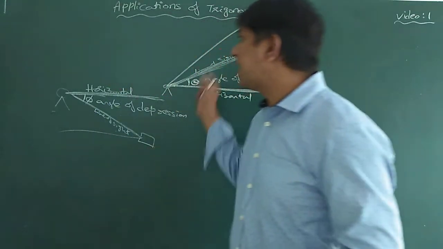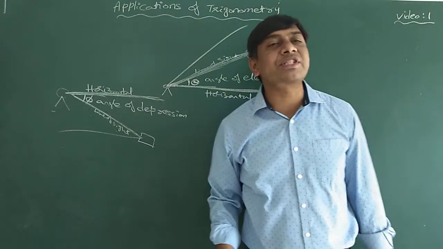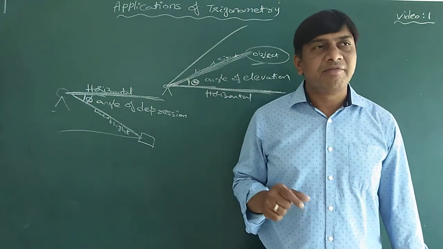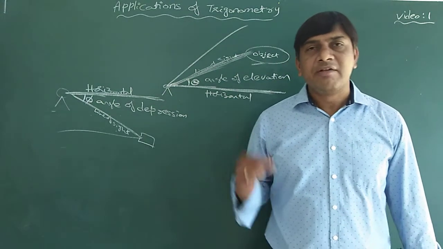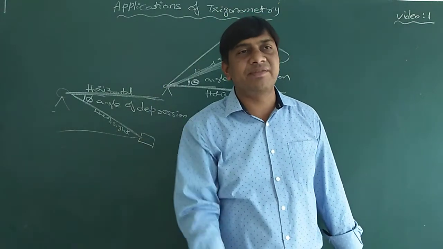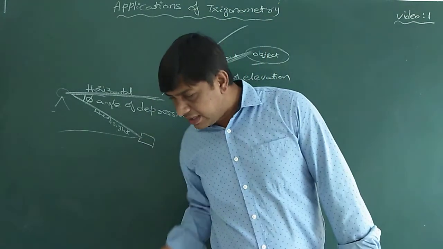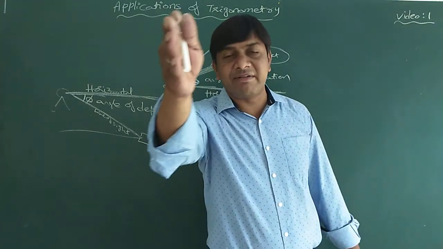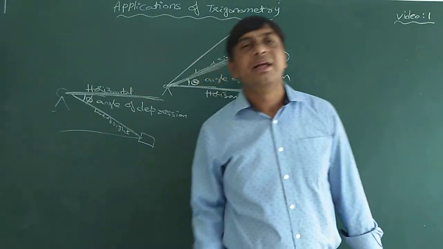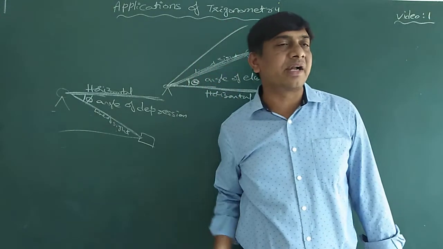In these applications of trigonometry, most of the cases we use tan and cot. We use tan or cot when you require the height of the mountain, the height of the building or the height of the tower, and the distance between the tower and the point, or between the building and the point, is given. Then tan theta or cot theta will apply.